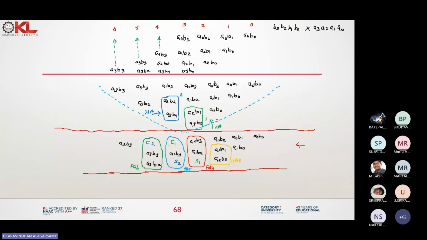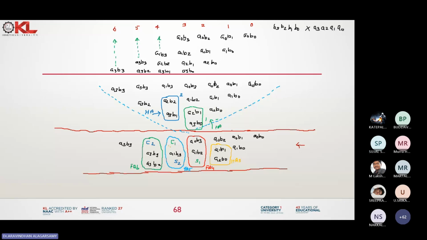What is this now? This is three full adders and one half adder. Next we can combine these two: half adder 3. Okay. Then we can combine this. What about this? Full adder. These three are full adders. Yes, sir. Am I correct?